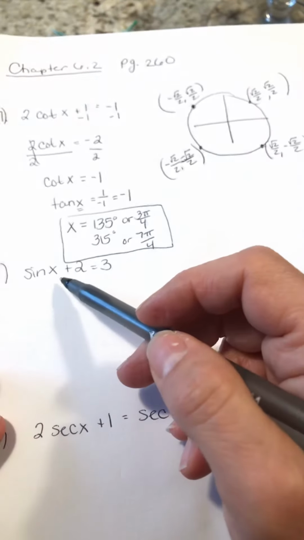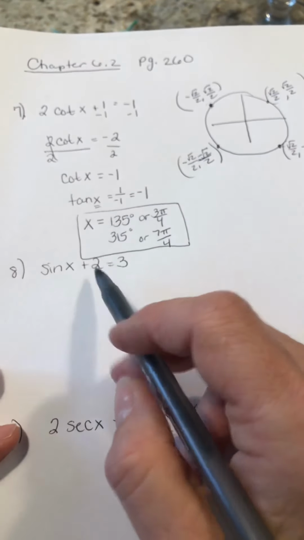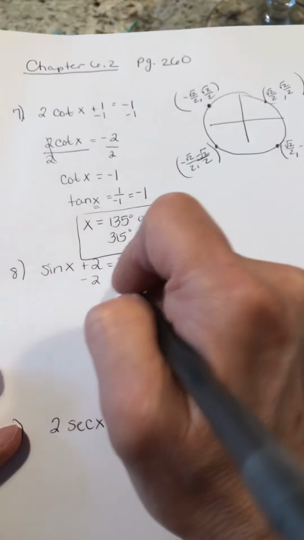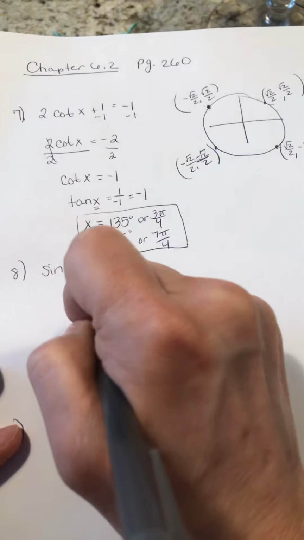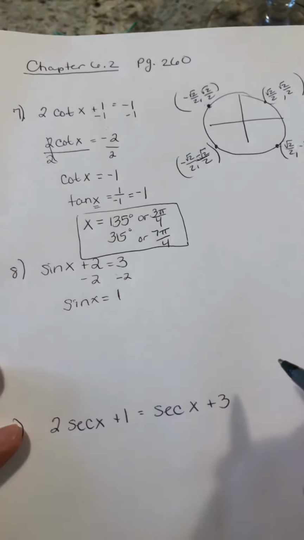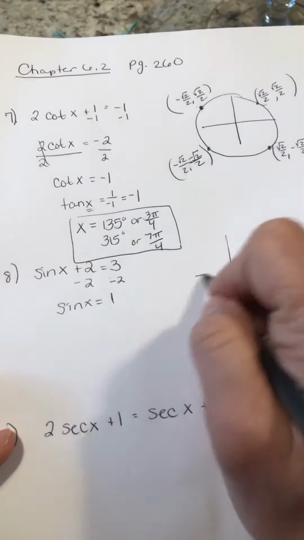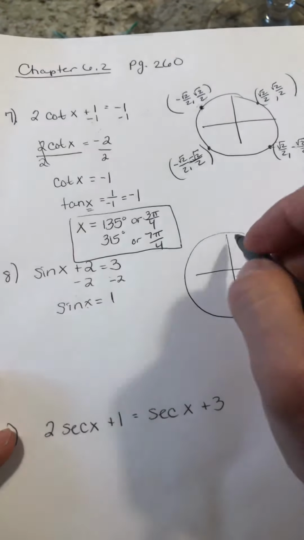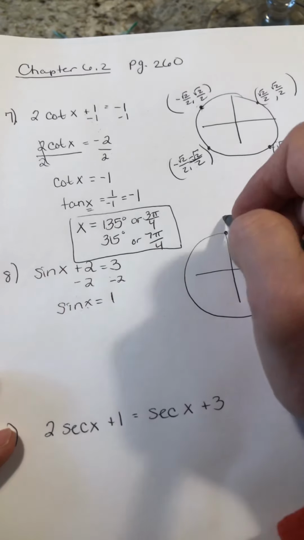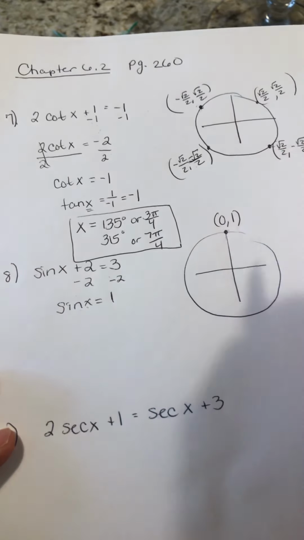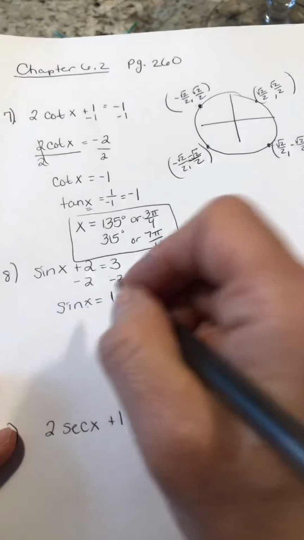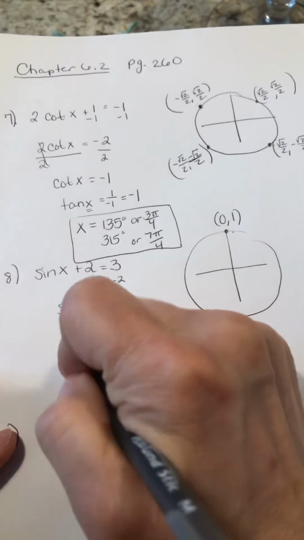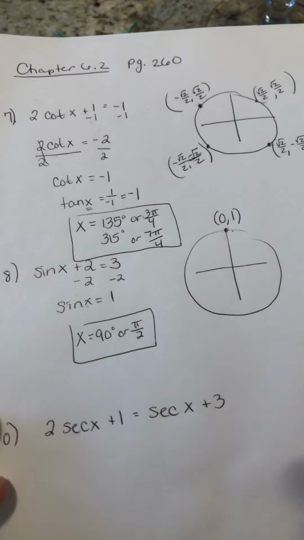We can go about looking at number 8 the same way. We want to isolate our trig function, so that means we're going to start here by subtracting 2 from each side. So we have the sine of x equals 1, and thinking about where that happens on our unit circle, because again we want to find out what x is, that's our angle. So if we think about this point over here, it is 0, 1. That is at 90 degrees or pi over 2. And that is our angle measured.